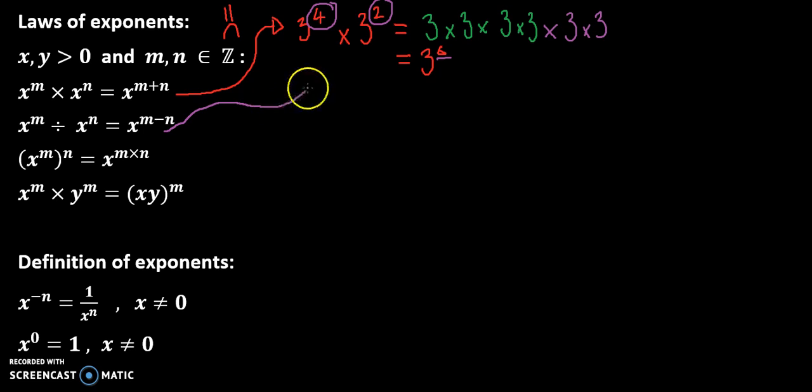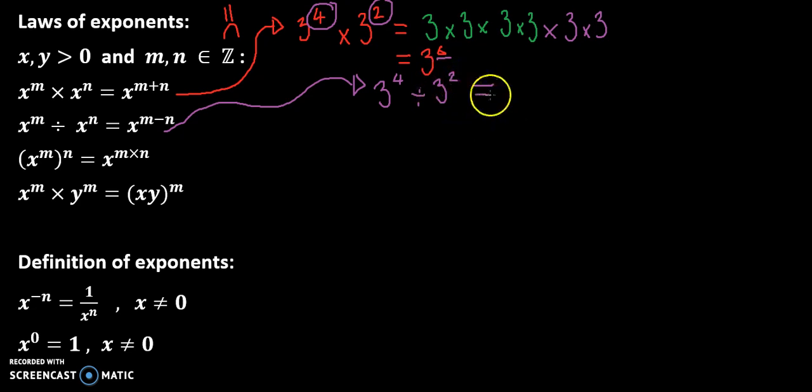Okay, well, the next one, make a pretty arrow. x to the power of m divided by x to the power of n is equal to x to the power of m minus n. Once again, sounds far too abstract, so let's change it to 3 to the power of 4 divided by 3 to the power of 2.